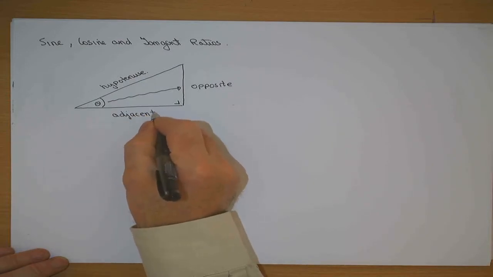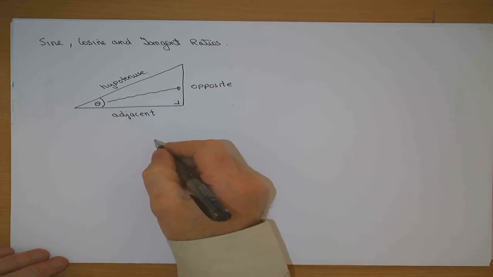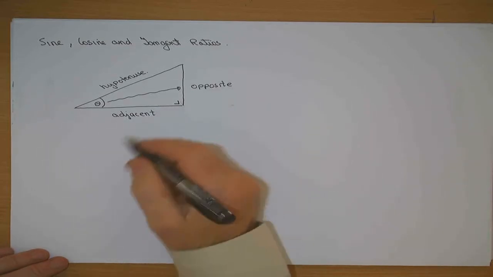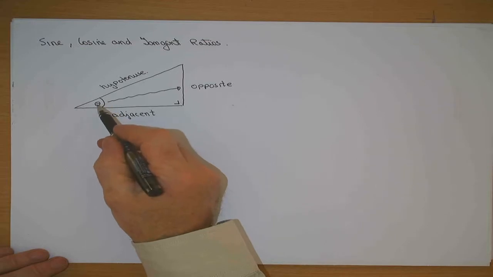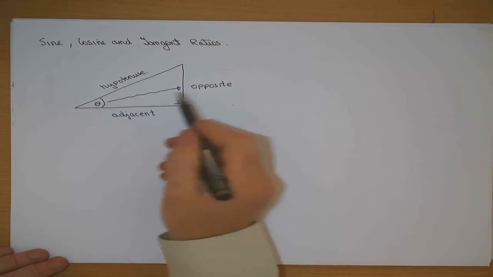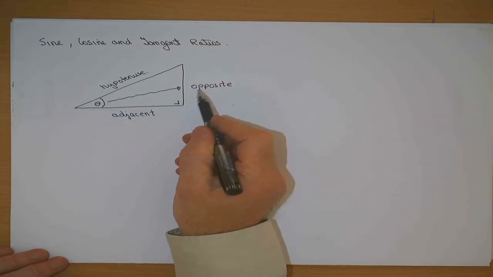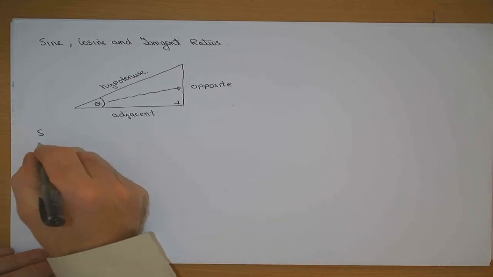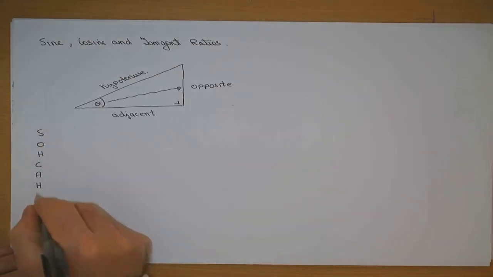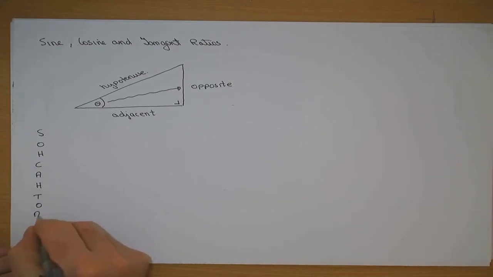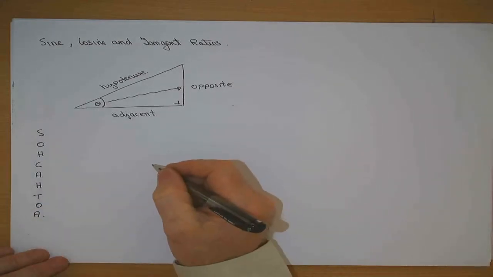Now, if I'm doing Pythagoras' theorem, it doesn't matter which is the opposite and which is the adjacent. But if I'm talking about an angle, if that's the angle I'm talking about, what does that one have to be? The opposite. And then you can write down along your side Sohcahtoa. He was a famous Irish mathematician called Sohcahtoa.